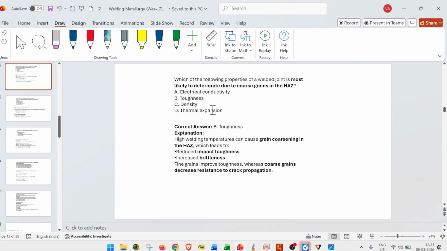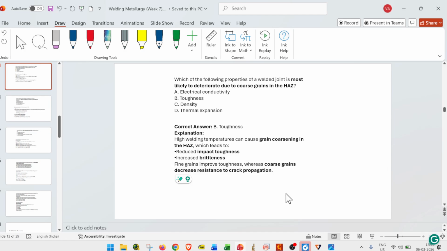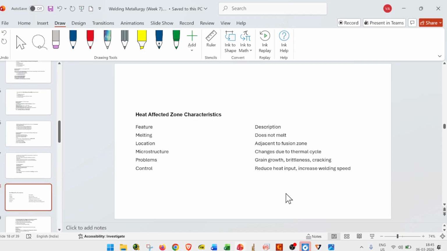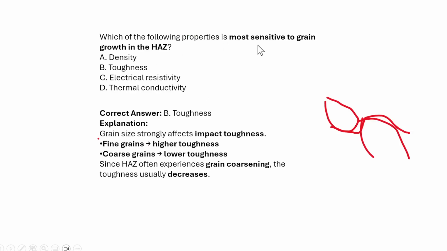Yeah. So grain coarsening in the HAZ leads to a reduction in impact toughness. Finer grains improve the toughness, whereas coarser grains decrease the resistance to crack propagation, so that results in reduced toughness. So the grain growth mostly affects the toughness properties of the material. Explanation: the grain size affects the impact toughness. Finer grains give higher toughness, coarser grains give lower toughness. Hence the HAZ often experiences grain coarsening.